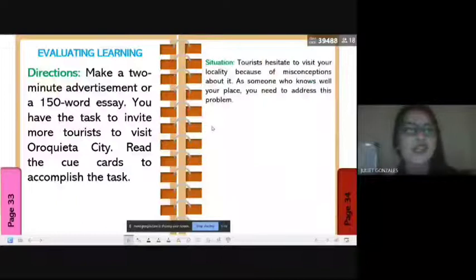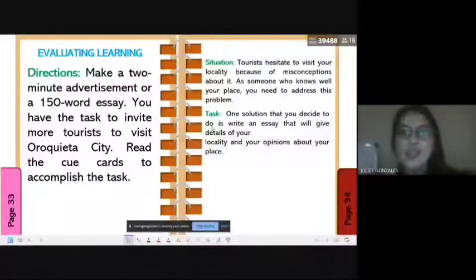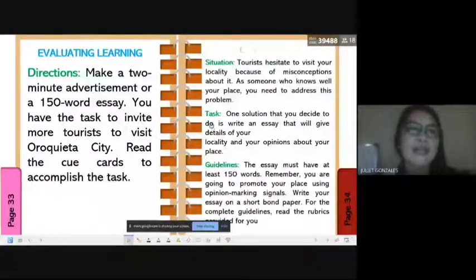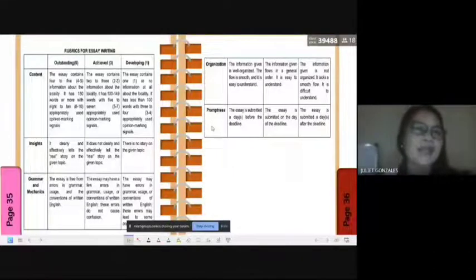Then for the essay, the same situation, Abby and other teammates. One solution that you decide to do is write an essay that will give details of your locality and your opinions about your place. Then you are provided, Abby, with the rubrics. So, content, 5 points. Insights, 5 points. Grammar and mechanics, 5 points. Organization, 5 points. And another 5 points for promptness.